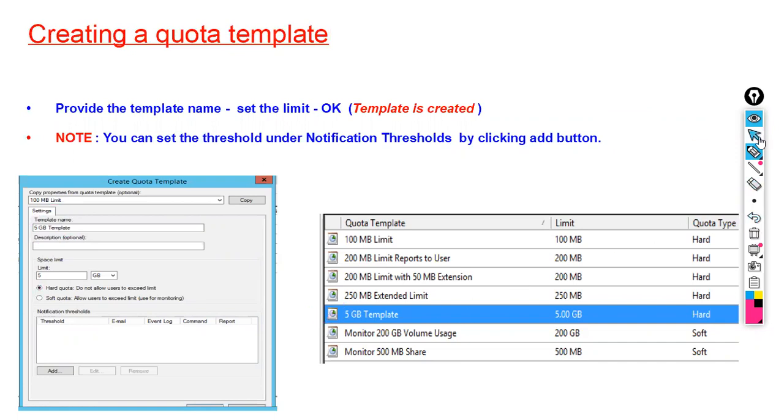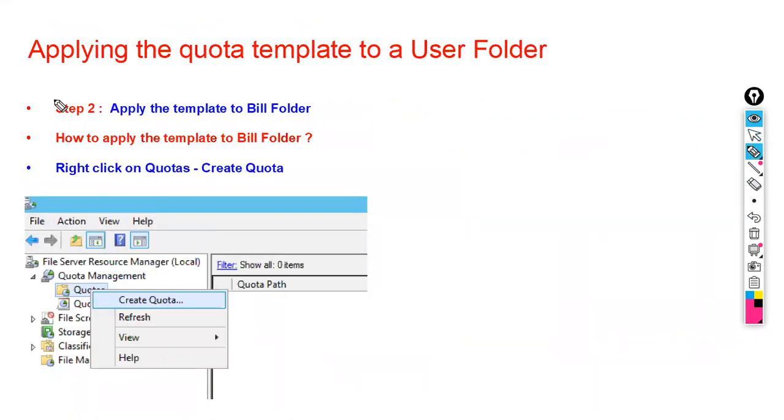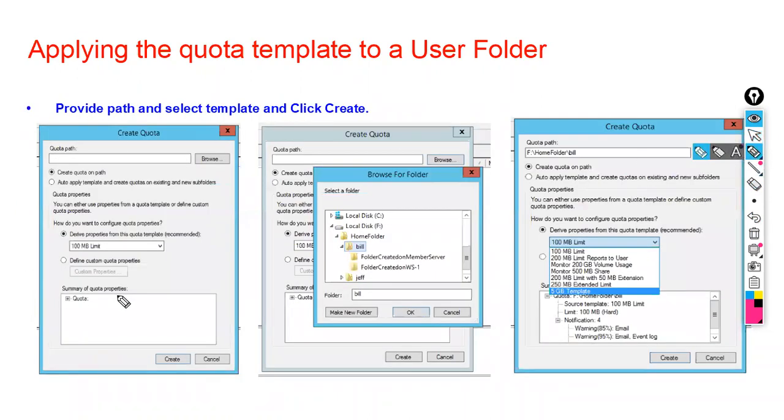After creating the template, we'll do the second step, which is to apply the template to the bill folder. Then we'll select the first option, which is quota. We'll right click on quota and select the create quota option. Then you will get this window, and here we need to browse to the home folder. It is saved in the F home folder. Then we'll go to bill. So we'll select F home folder bill.